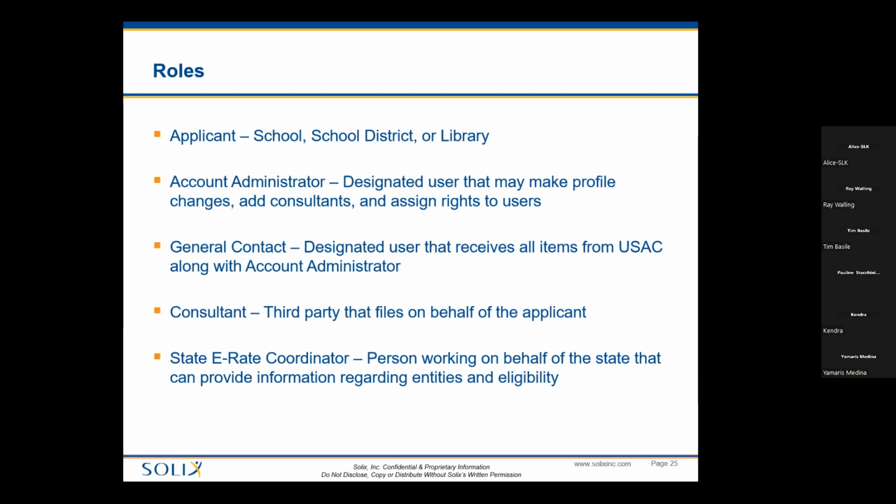And lastly, there's the state E-rate coordinator, who, for your purposes, is the State Library of Kansas. They are someone who works on behalf of the state, and they can provide information regarding entities and eligibility. The value of a state E-rate coordinator is they have a database of every library in the state, at least that they recognize. So if for whatever reason USAC has a question about the library's eligibility in the state, we can reach out to the State Library of Kansas and say, hey, can you please confirm that we are an eligible library in the state? Or do you have record of our square footage based on the information? Although very likely you know your square footage and you probably have blueprints that show it.